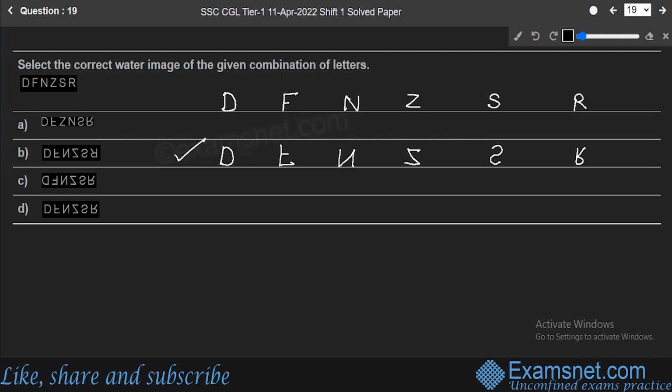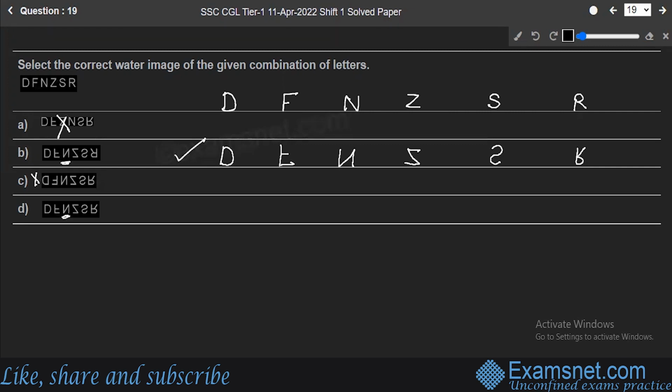This one, is it D? Okay, fine. No, this is not done, this is incorrect. Rest A, B and D may be the answers. Let's check. A may be the one, B may be okay. The F is same, but here is Z. Here should have been N, so A is wrong. And B and D, they may be the answers.